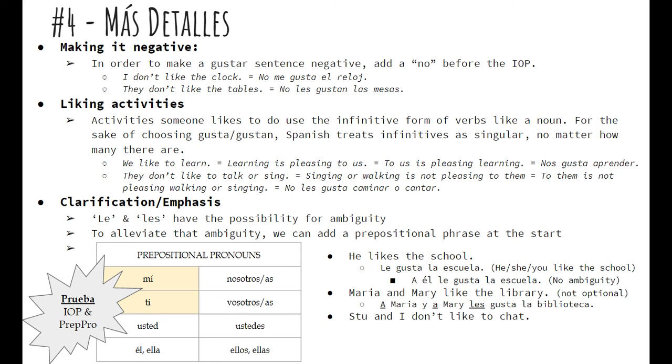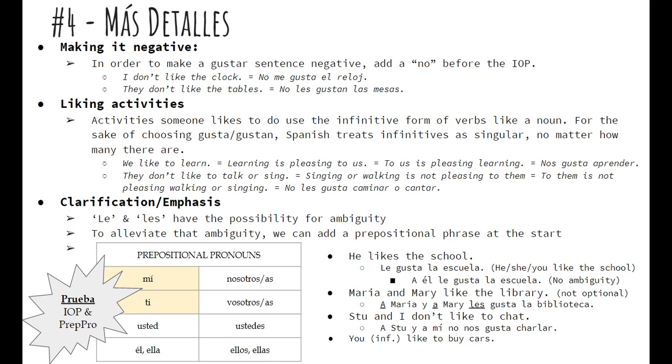Now, Stu and I don't like to chat. A Stu y a mí no nos gusta charlar. There you'll see we have one name and a pronoun, a subject pronoun. When it gets turned around, we have a name in the prepositional phrase clarifying, as well as we have a prepositional pronoun there that matches with the I.